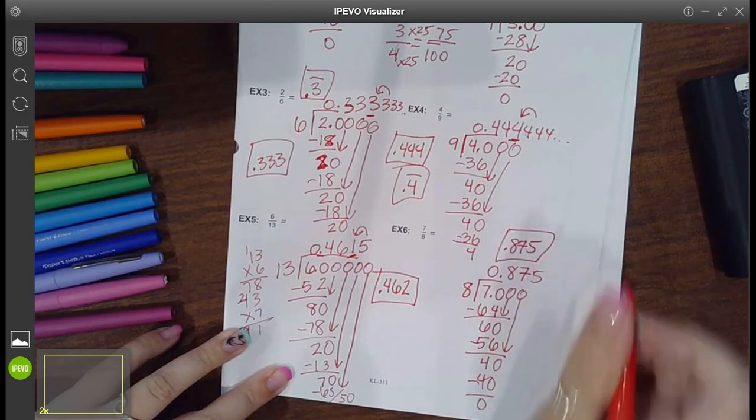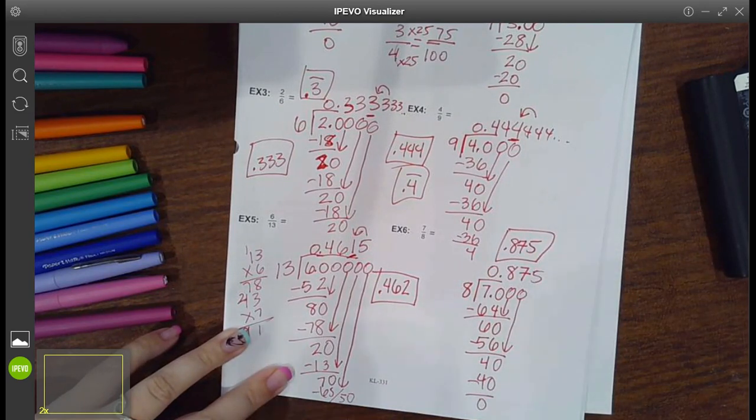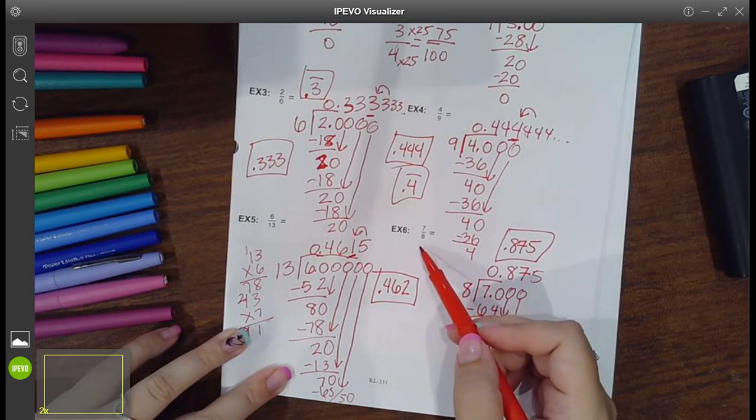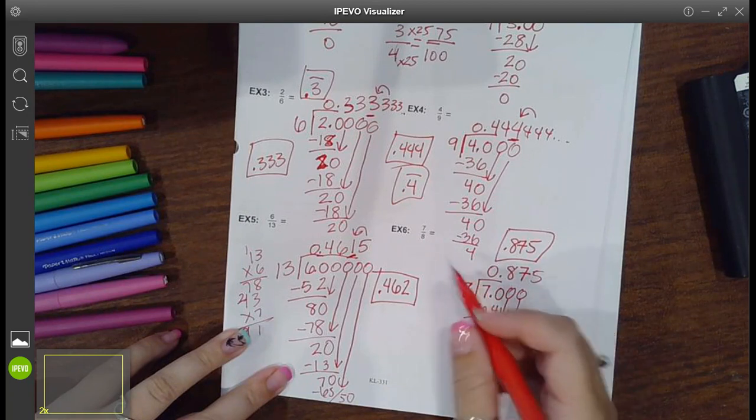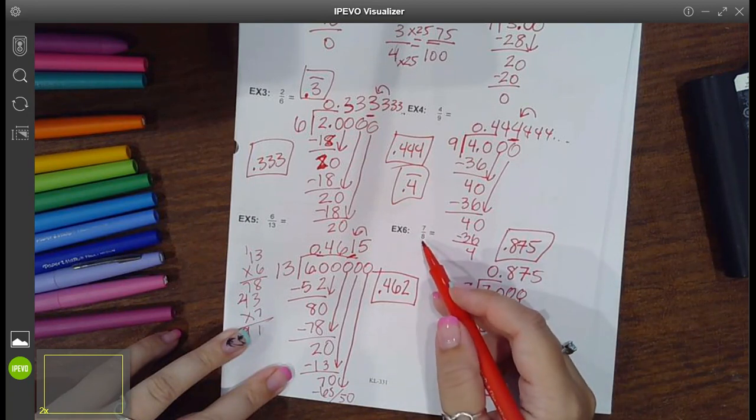All right, and that is how you change a fraction to a decimal. You take the numerator, divide it by the denominator. That's actually what a fraction is saying. It's saying top divided by the bottom. So remember, in and out, inside the house, outside the house.